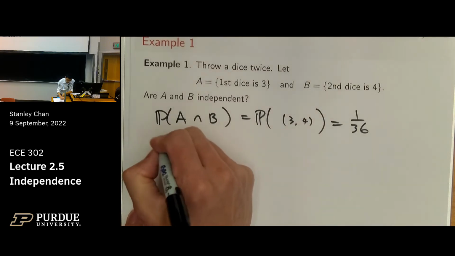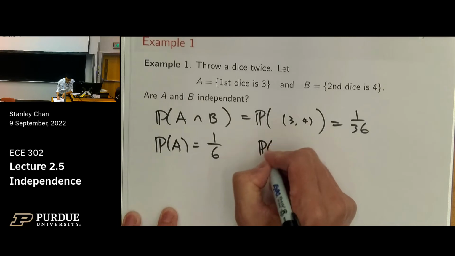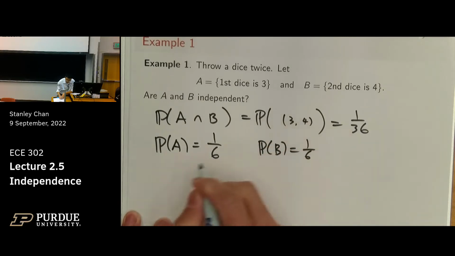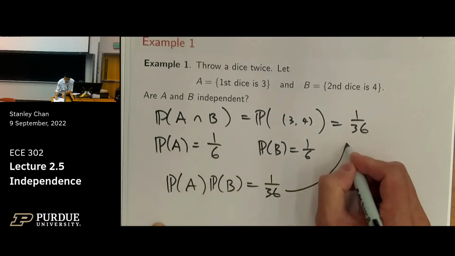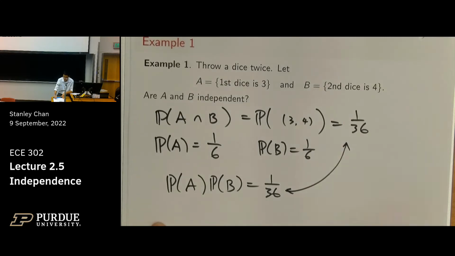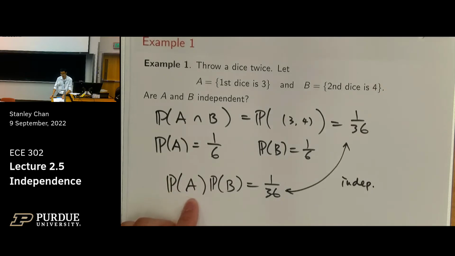We can also calculate the probability of A, which is 1 over 6. The probability of B is 1 over 6. And so the probability of A times the probability of B is 1 over 36. And these are equal. And so we say that A and B are independent, because the probability of A intersecting with B is the same as the probability of A times the probability of B. Okay? Very simple definition, and it's intuitive.